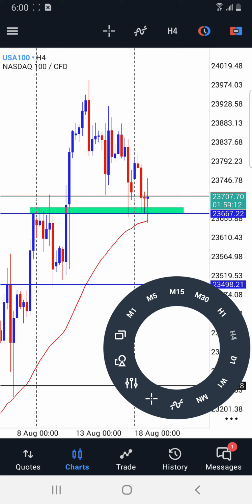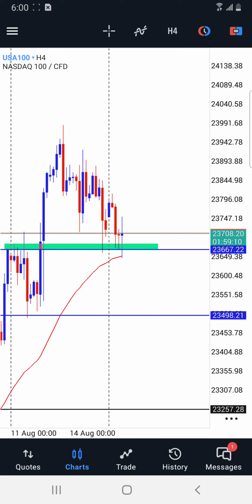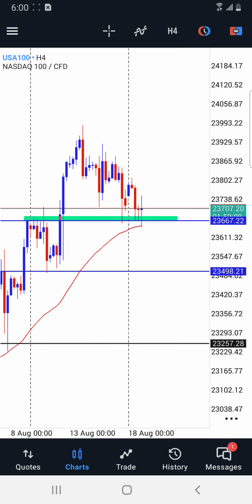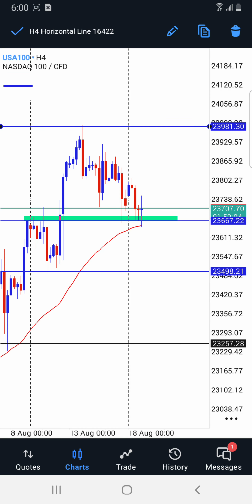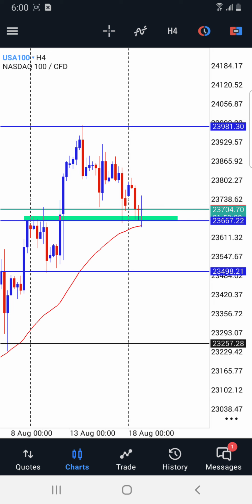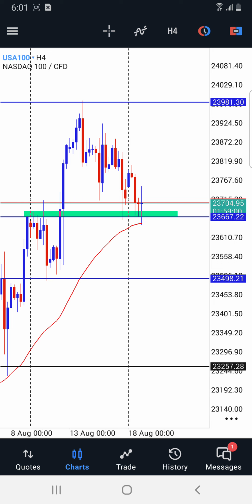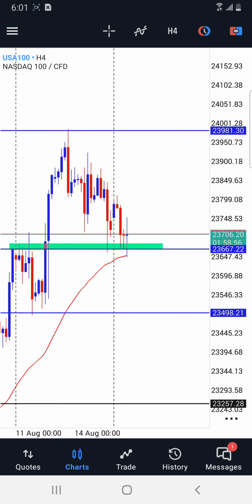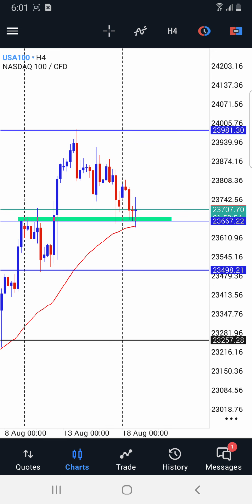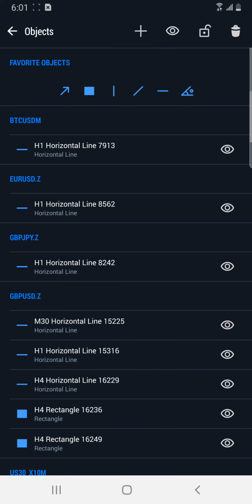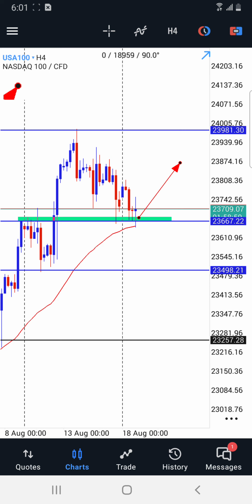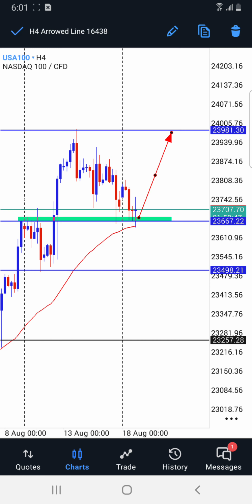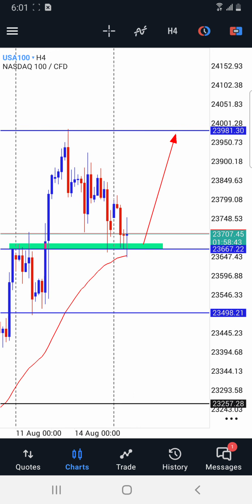I have not been able to get a good entry on Nasdaq today. And then of course we have the highest level Nasdaq went to last week, at 23,981. So now, since we have a break and maybe a retest, we might wait for a clear confirmation before we go long all the way to the highest point for Nasdaq.